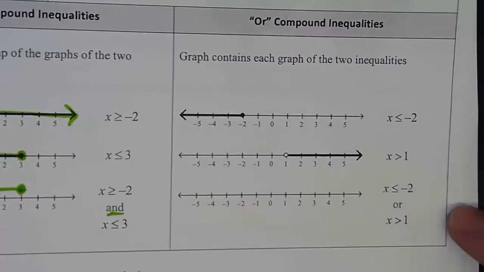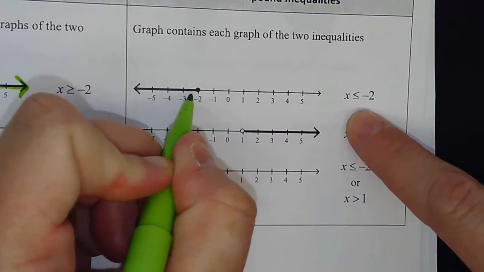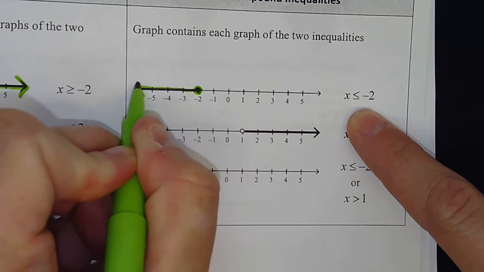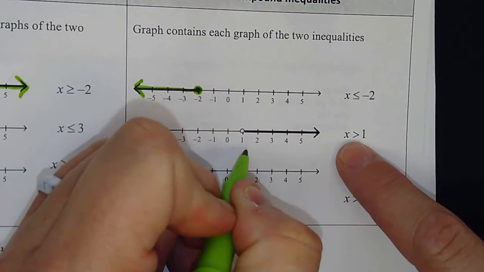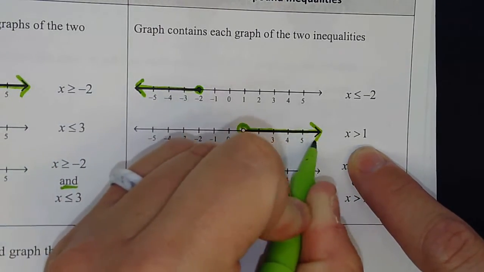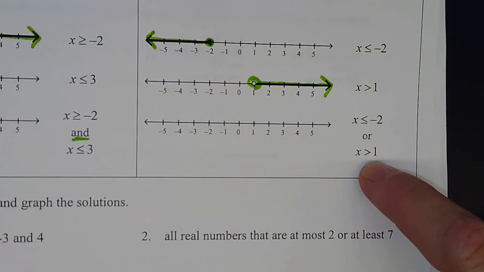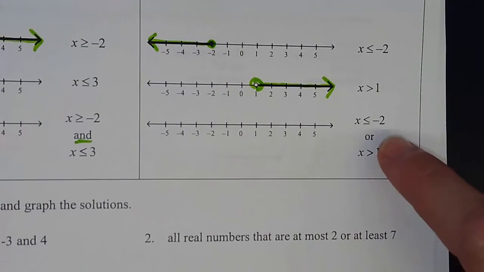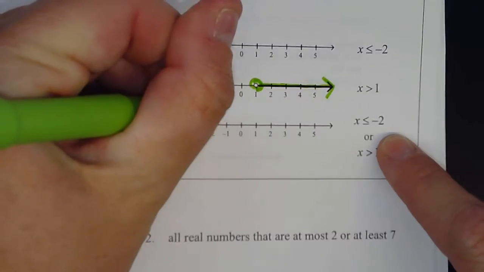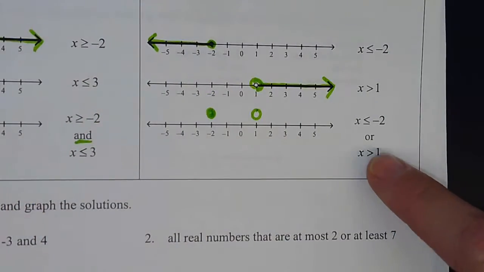Now for the "or"s, for the graph, you have x is less than or equal to -2, so you have a solid dot at -2 going to the left. X is greater than 1, so you have an open circle because it's just greater than, going to the right. And then this is what the "or" would end up looking like. X is less than or equal to -2 or x is greater than 1. So you go to -2, you put a dot. You go to 1, you put an open circle.